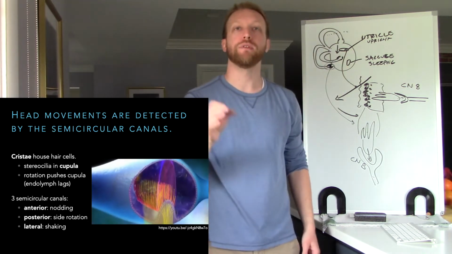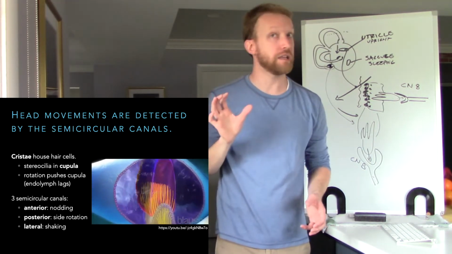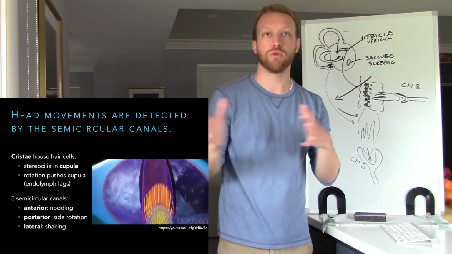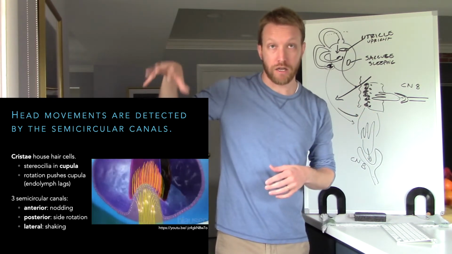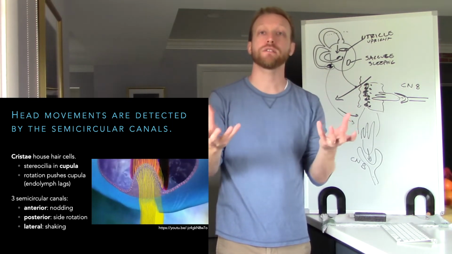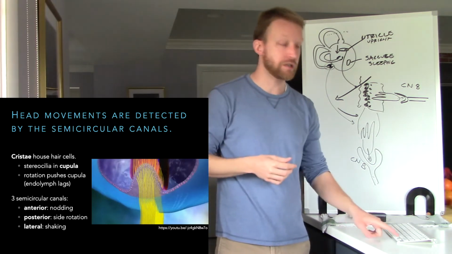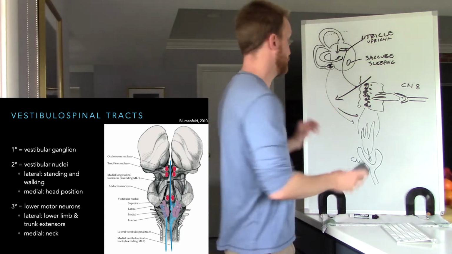So they're going to pick up different directions of head movement. Depending on whether we're rotating in their axis or not, that's what's going to determine how much the fluid moves, how much that endolymph moves and pushes on the cupula, as we can see here. As we move the cupula, we stimulate the hair cells, we stimulate the 8th cranial nerve, and from there we project inward to the brainstem and hit the medulla.